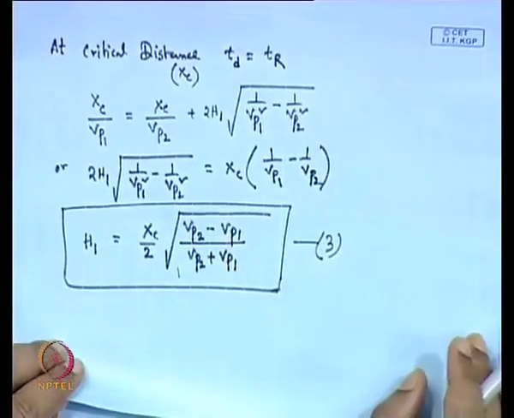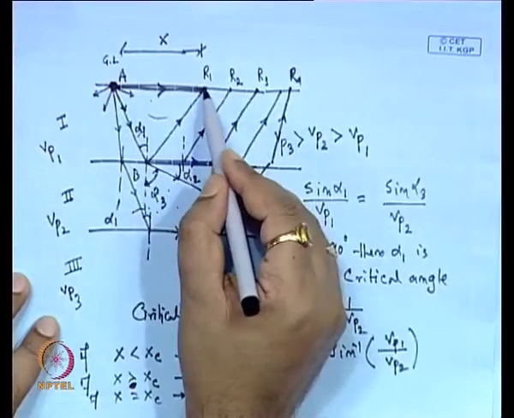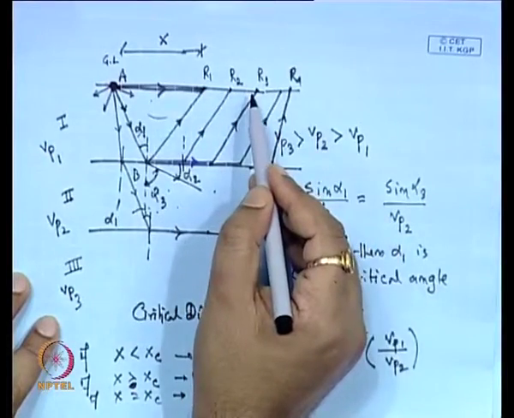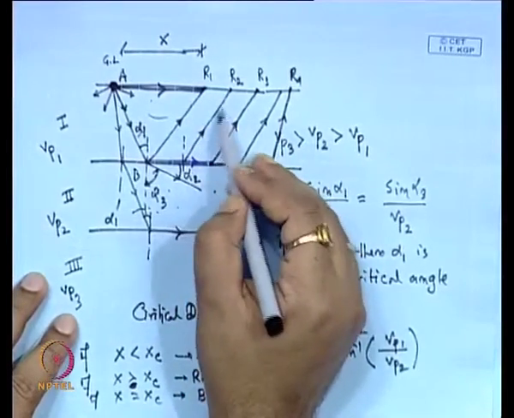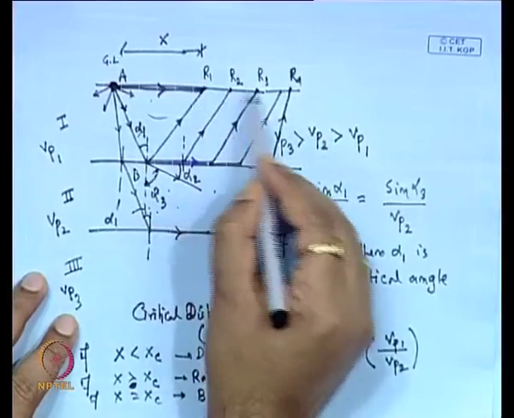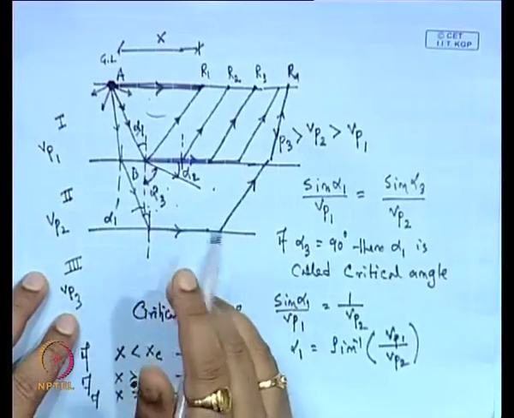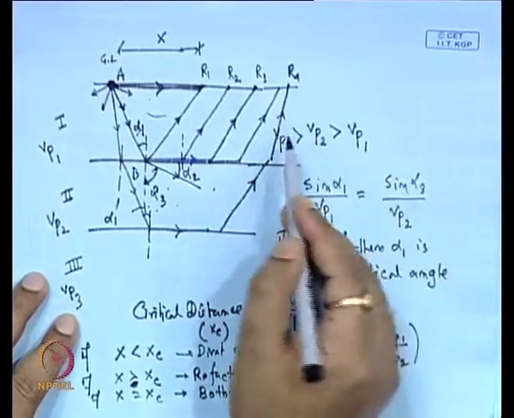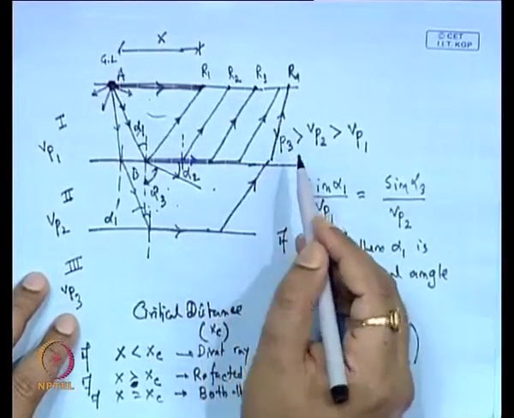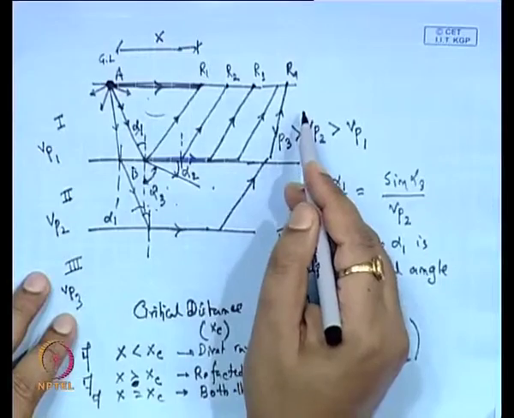Now, by using these expressions, in the first figure I explained that we can put the receiver at different distances. Beyond the critical distance we can put the receivers where we will first get the refracted ray. So, beyond the critical distance, if we put the receiver, the wave that will be received first is the refracted wave.